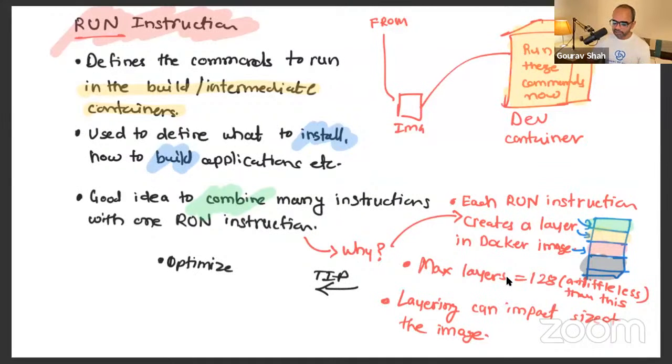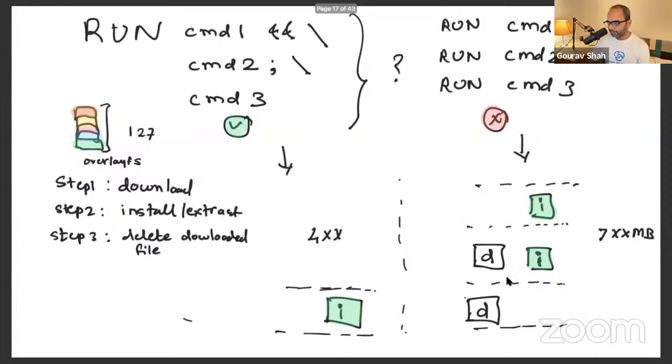That is one aspect of it. The second aspect is it also has an impact on the size of the image, the size of the layers as well. How do you write a RUN instruction? This is one of the key concepts to understand in order to optimize the Dockerfile, its size, and the number of layers, etc.